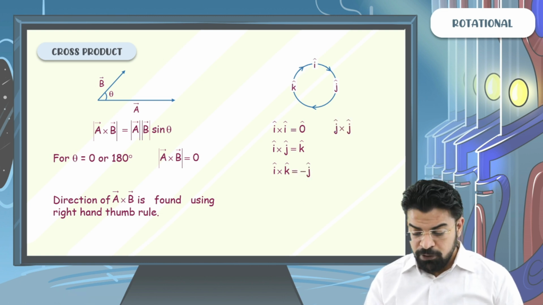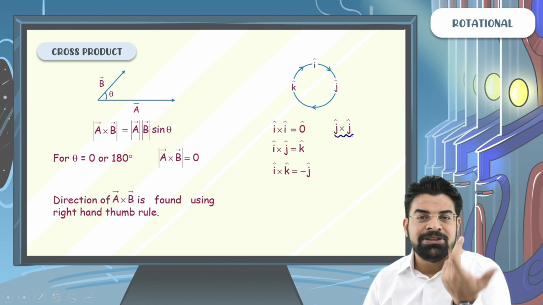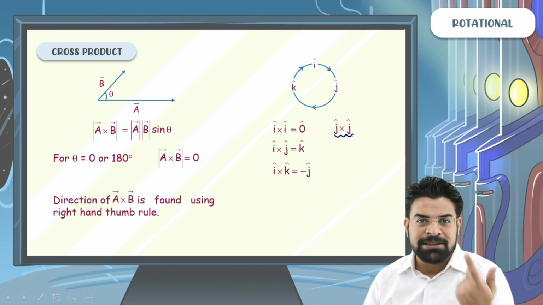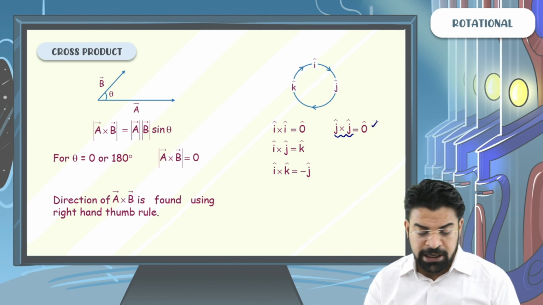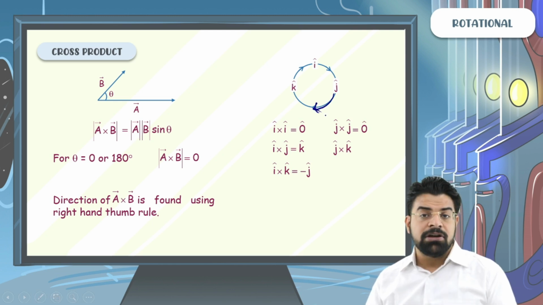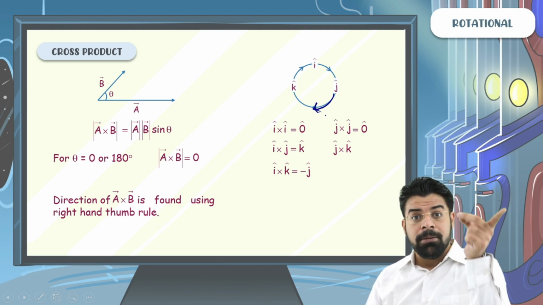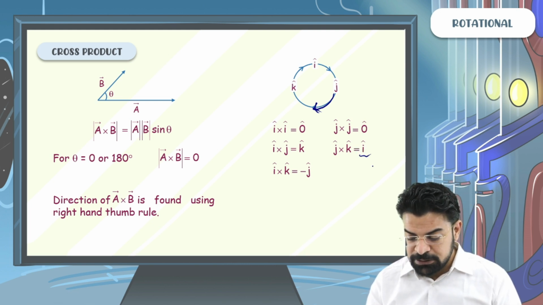Next, what is j cap cross j cap? Sir, j cap cross j cap is a 0 vector. It has got no magnitude. It's a null vector. What is j cap cross k cap? Going from j to k on this vector circle, you have to go clockwise. If you are going clockwise, you get j cross k to be plus i cap. So j cap cross k cap is plus i cap.